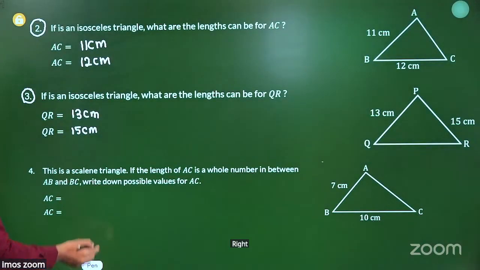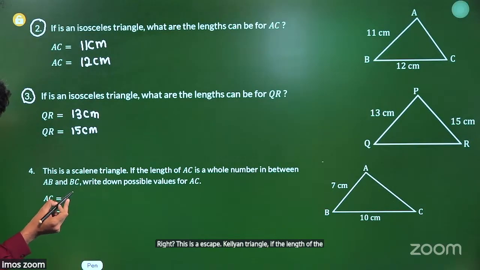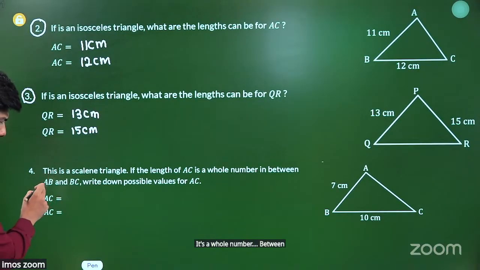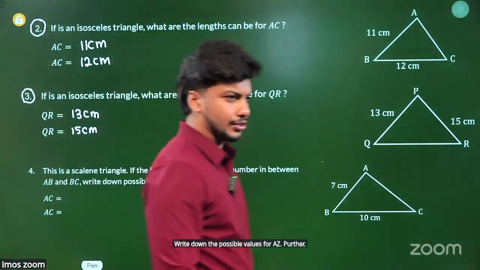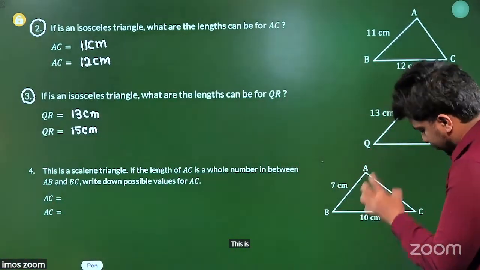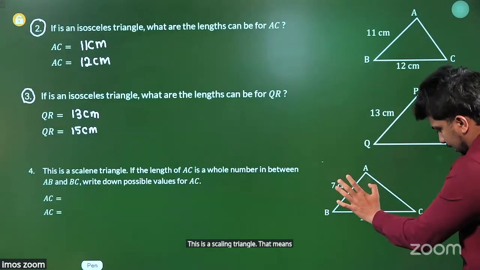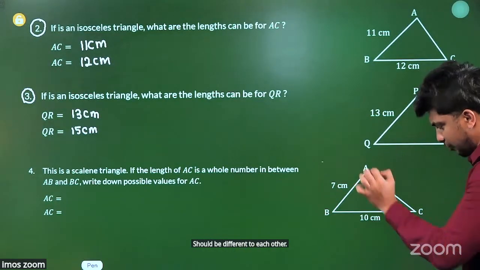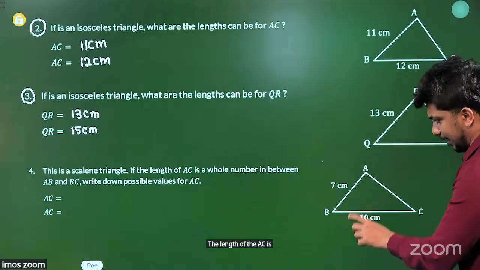This is a scalene triangle. If the length of AC is a whole number between AB and BC, write down the possible values for AC. It says this is a scalene triangle. That means all the lengths should be different to each other. And it also says the length of AC is in between AB and BC.